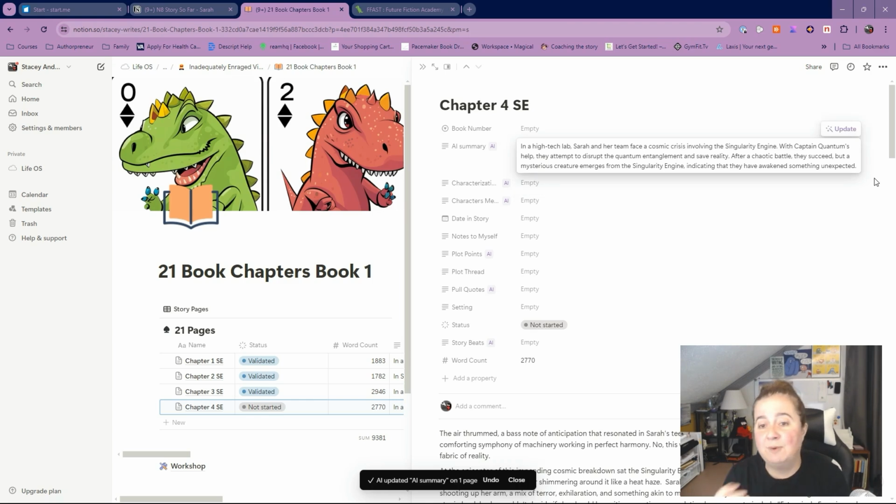So here's our summary of what happened in the scene. In a high tech lab, Sarah and her team face a cosmic crisis involving the singularity engine. With Captain Quantum's help, they attempt to disrupt the quantum entanglement and save reality. After a chaotic battle, they succeed, but a mysterious creature emerges from the singularity engine, indicating that they have woken something unexpected.